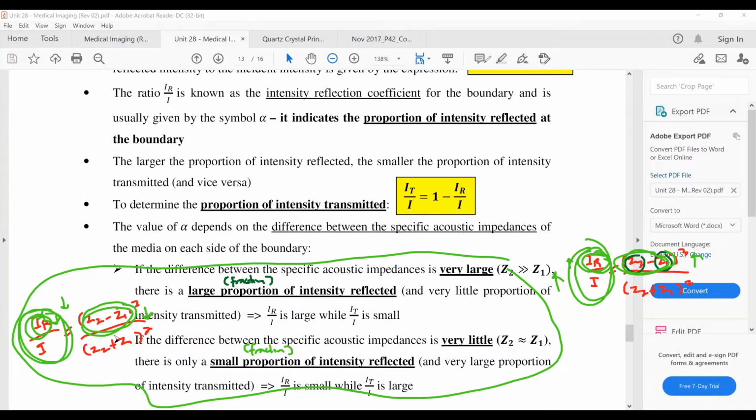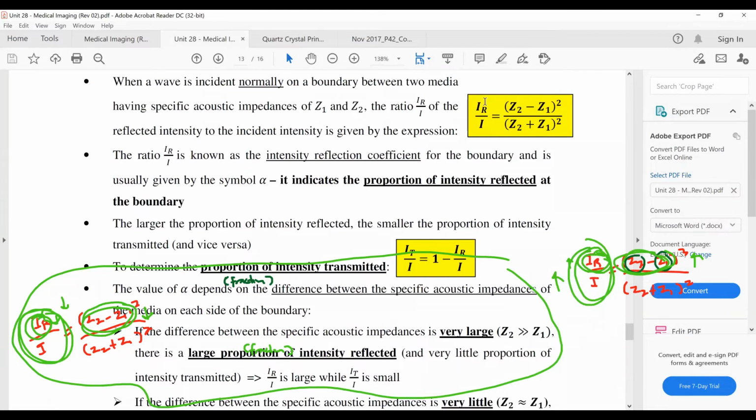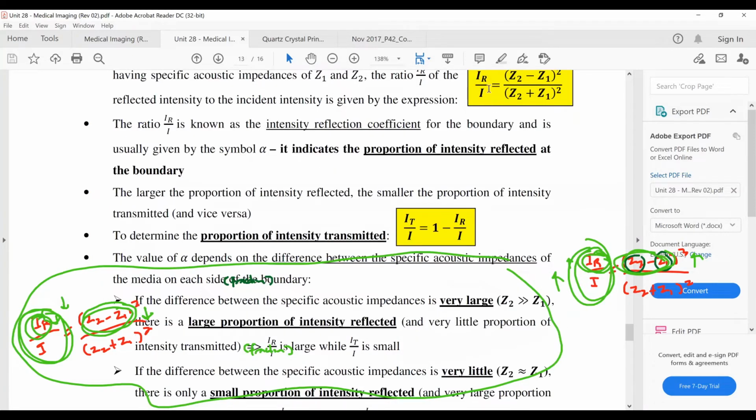So that is how you look at it. Now, if you wanted to find out the fraction of intensity transmitted, you can make use of what you have seen from the top, the one here. IR over I is equal to this expression, right? This one represents the fraction of intensity reflected. The fraction of intensity transmitted, IT over I, would be equal to 1 minus IR over I.